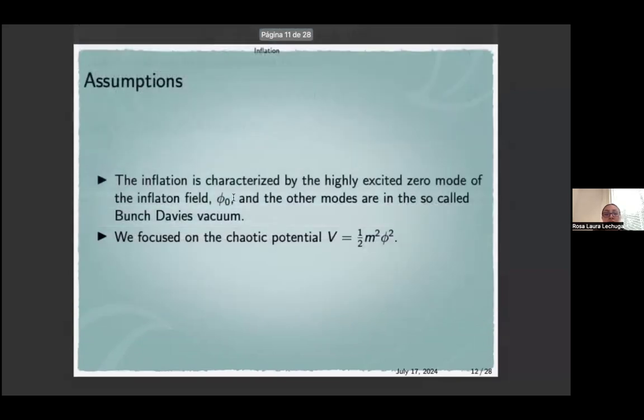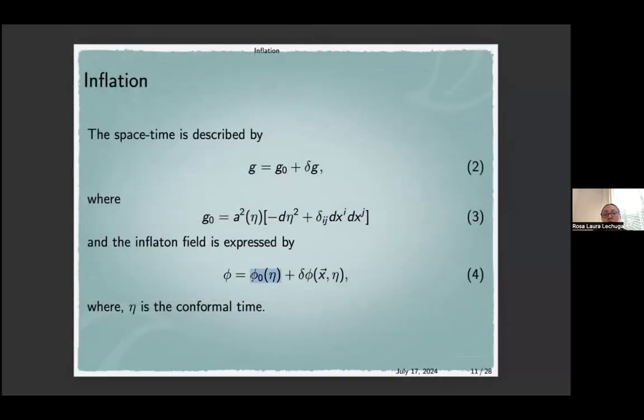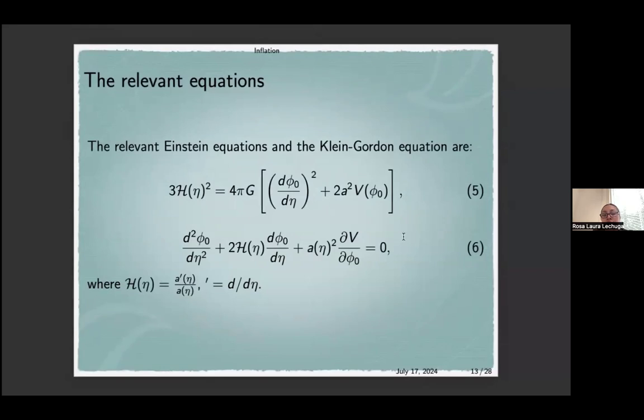In this case, we use the assumption that to explain the expansion, we only use this mode. And as you can see, this mode, the zero mode of the inflaton field, depends only on time, not on the position. And we describe the mechanism using the Einstein and the Klein-Gordon equations. In these equations, we take approximations. The approximation is that this cosmological constant is bigger than the kinetic term. So we vanish this part and we obtain a relation between this H and this cosmological constant.